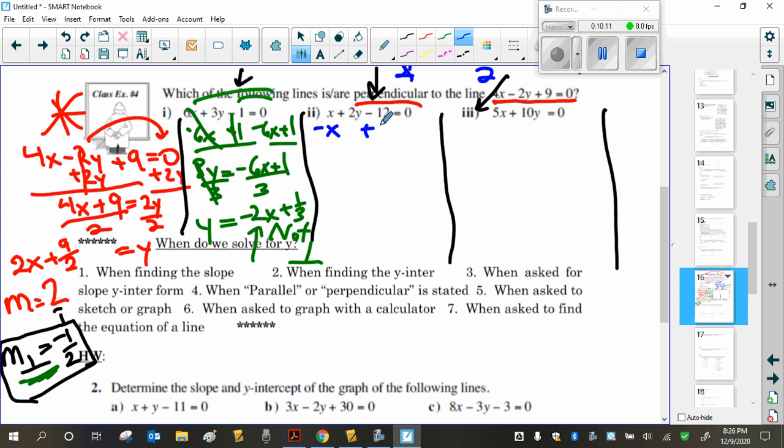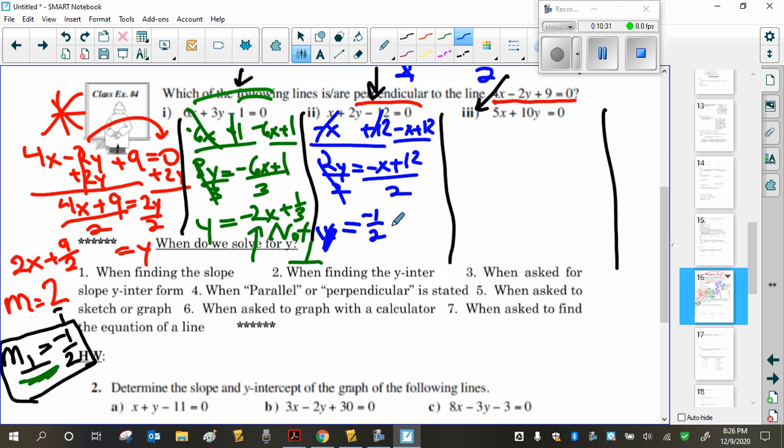This one's similar. Subtract x and add 12 to both sides. 2y equals negative x plus 12. Divide by 2. And this is looking promising. Sorry, that's a y. This is actually negative 1/2 x plus 6. There's a 1 here. Is this equal to negative 1/2? Sure is. So they are perpendicular. Don't forget to answer the question. You can't just do this and then leave it. You have to say, are they perpendicular or not? So they are perpendicular.